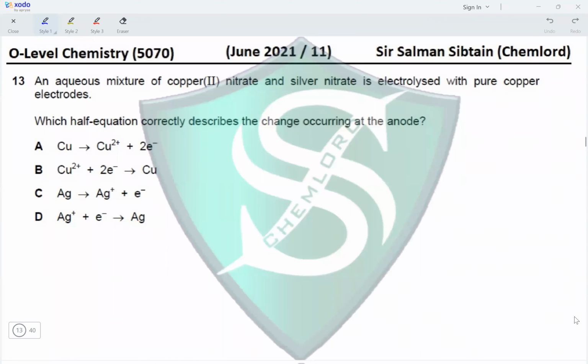Question 13. An aqueous mixture of copper(II) nitrate and silver nitrate is electrolyzed with pure copper electrodes. Which half equation correctly describes the change at the anode? So we have a pure copper electrode. Anode is where oxidation takes place. So the anode is made of copper, so copper will undergo oxidation. When copper is oxidized, it is converted into Cu2+ ions by losing 2 electrons. So this equation is present in option A.